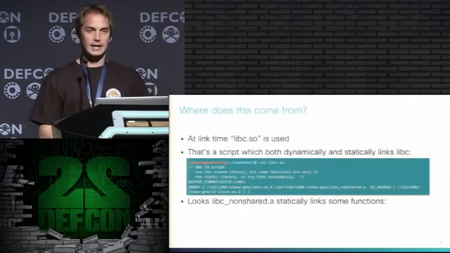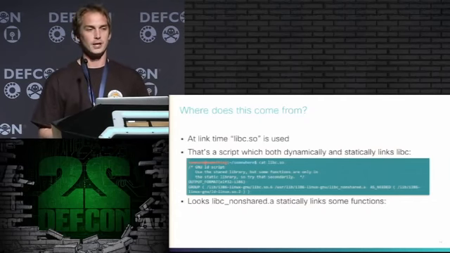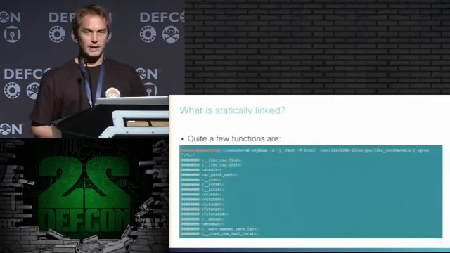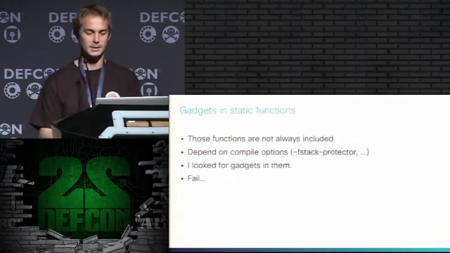So if you look at link time at what happens, the linker will call libc.so. You'd think that it's a dynamic library, but it's actually not. It's a script, and that script has got a static library in it. Meaning that when you compile your program against libc, most of your functions are dynamically linked, but a subset of those are statically linked into your binary. There are quite a few functions in there which you could possibly use. If you use them, they will be statically linked into your program, meaning those gadgets will be at fixed addresses if PIE is not enabled.